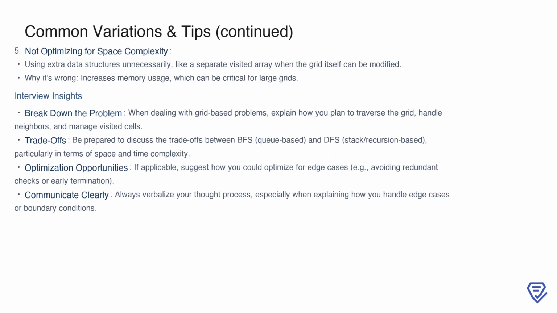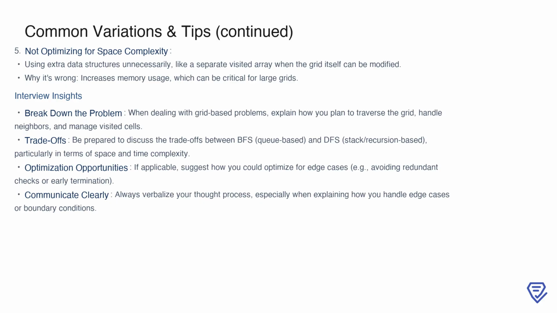Now, let's talk about space optimization and some key insights for interviews. One common mistake developers make is not optimizing for space complexity. For example, using an extra visited array to track processed cells isn't always necessary. You can often modify the grid itself to serve this purpose. This approach reduces memory usage, which is especially important for handling large grids efficiently.